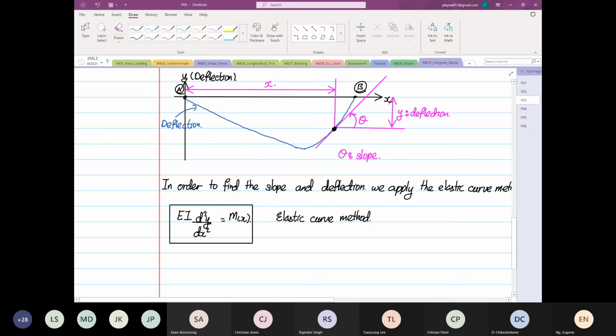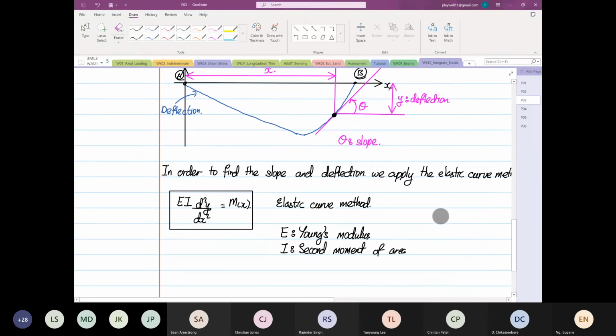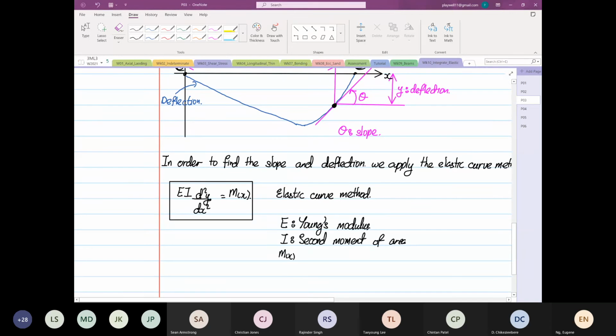So let me define what they are first. E is our Young's modulus. I is our second moment of area. And M(x) is the moment as a function of x.